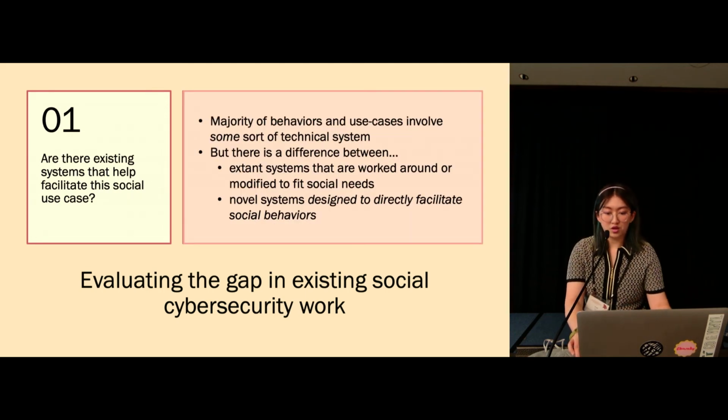So for the first question, are there existing systems that help facilitate this social use case? The answer is kind of. Of course, a great deal of behaviors and use cases involve some sort of technical system, but there's a distinction between extant systems that were worked around or modified to fit social needs and novel systems designed directly to facilitate these behaviors. An example of the former is the fact that while audience selection tools exist on social media platforms, teens choose to use coded language instead to reach their intended audience. And we also highlighted examples of the latter throughout.